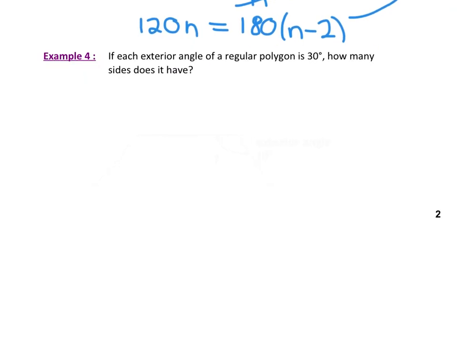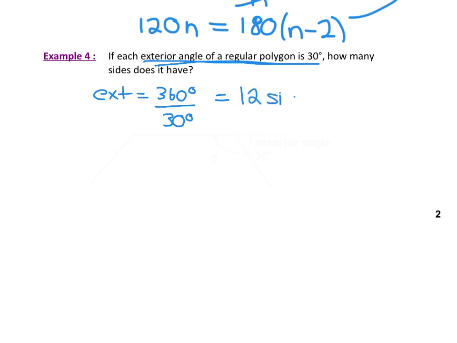Okay. So if each exterior angle of a regular polygon is 30 degrees, well, we know all polygons' exterior angles equal 360 degrees, okay? So how many sides does it have? Well, this is very, very basic because we don't have to incorporate our other formula. We literally just have to divide it by 30 degrees, okay? Because we know that each of the exterior angles on this is 30 degrees, okay? So 360 divided by 30, it's letting us know that there are 12 sides, okay? So you didn't have to use the other problem because, again, it's asking for the exterior angle.